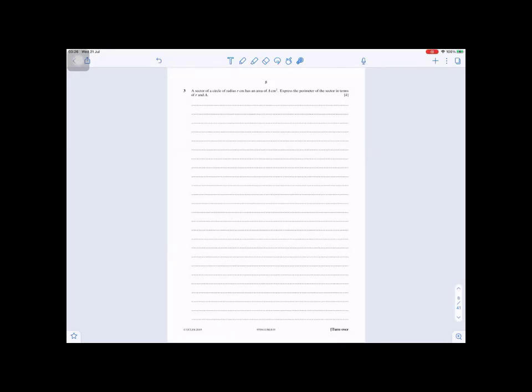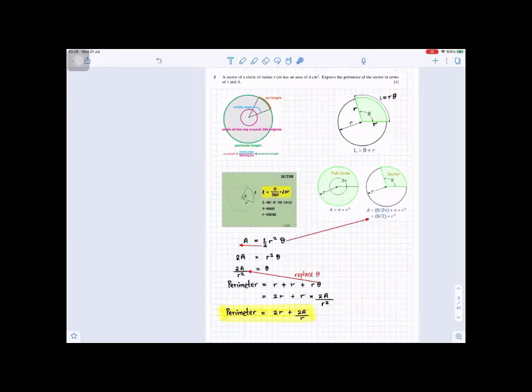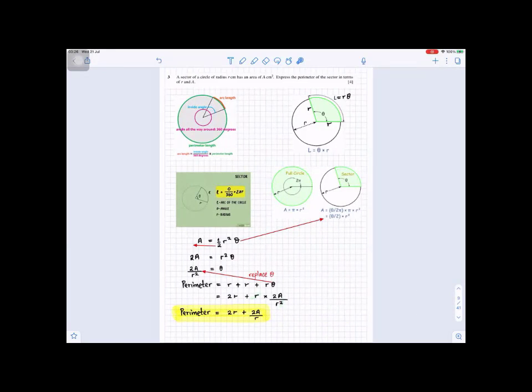Question number 3. A sector of a circle of radius r centimeters has an area of a centimeters squared. Express the perimeter of the sector in terms of r and a.